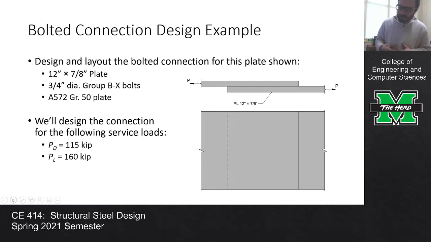Okay, so let's do a connection design example. We're going to design and lay out a bolted connection for this shown. I've got a plate lapped onto another plate. It's a 12 by 7/8 inch plate. We're using some pretty heavy duty bolts on this one. We're going to use 3/4 inch diameter bolts. These are group B bolts, so these would be like A490s. We're going to say threads excluded. So these are some pretty beefy bolts here.